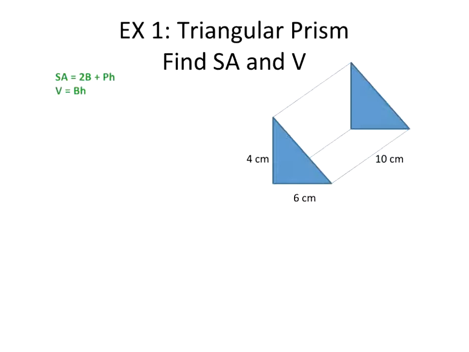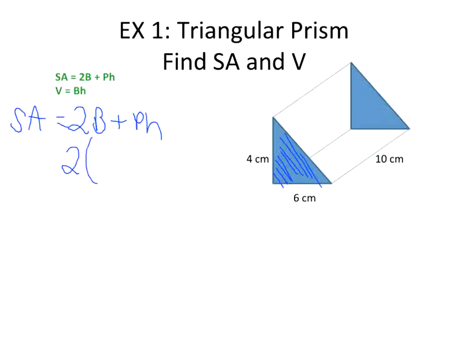Okay, example 1, we're going to do a triangular prism, and I want you to find surface area and volume. So the first thing I'm identifying is I have 2 bases. For 2 bases, here are the formulas that I'm going to be using. So let's start off with surface area. I'm going to do 2 times my big B. Big B means area of my base. So I'm going to shade that in blue.